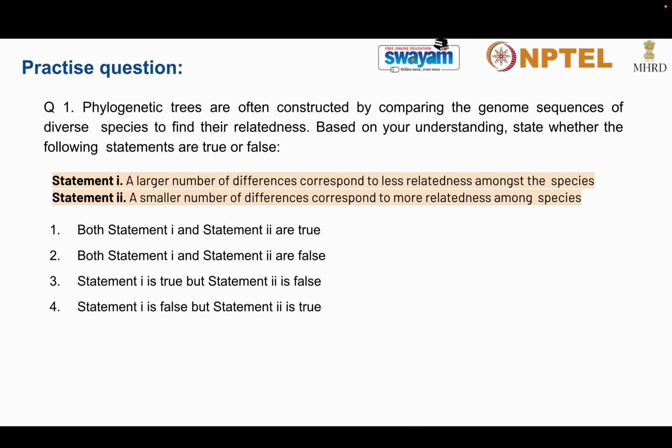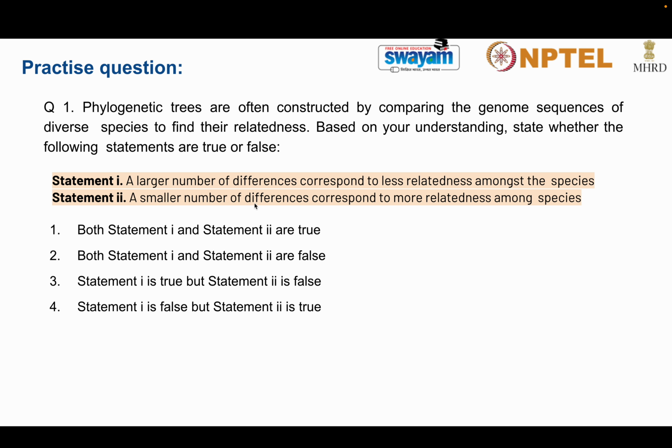Now let's move to the practice MCQs. For today, the first question is: phylogenetic trees are often constructed by comparing the genome sequences of diverse species to find their relatedness. Based on your understanding, state whether the following statements are true or false. Here the two statements are given and you have to tell whether these statements are true or false. Statement 1 says that a larger number of differences corresponds to less relatedness among the species.